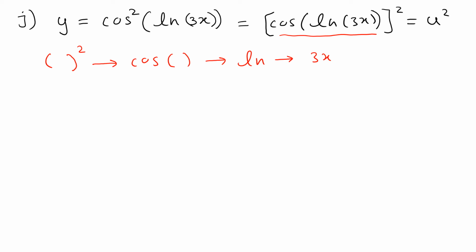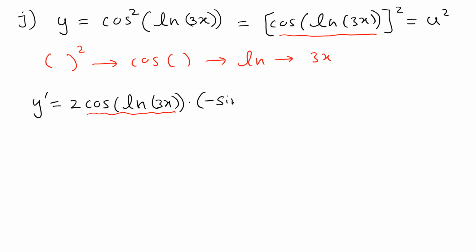So that means the derivative is y prime equals, the first one is the square, so that means 2, and then whatever we have, the cosine part. Since it's the first power, we don't need the parentheses, so it's cosine ln 3x. So that's the first function, and then we're going to multiply by the derivative of the inside function. The inside function is cosine now. So the derivative is negative sine, and then you can see ln 3x. And then we're done with the second function.